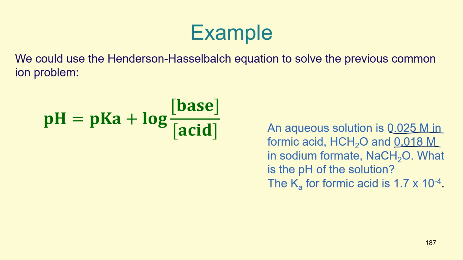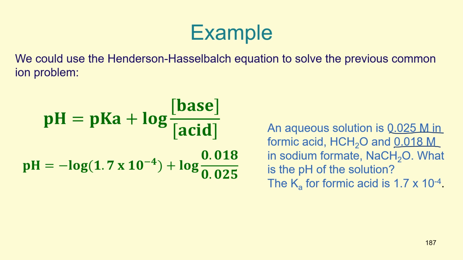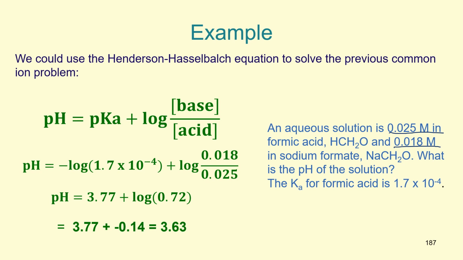So what is the pH? Well, we can find the pKa, which is just the negative log of the Ka. And then we have the base, 0.018, divided by the acid, 0.025. The negative log of 1.7 times 10 to the minus 4th is 3.77, and this ratio is 0.72. If we take the log of 0.72, we get negative 0.14. Do be careful with the signs. So 3.77 minus 0.14 gives us a pH of 3.63, and that's what we got when we did the problem the other way.